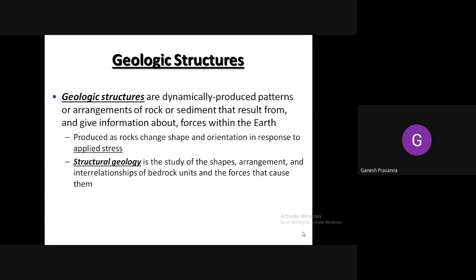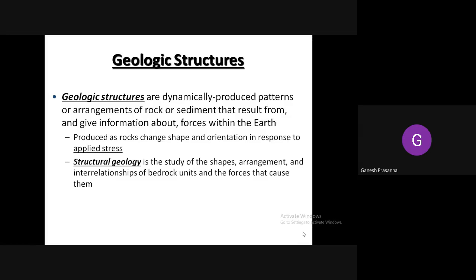So what are geological structures? Geological structures are dynamically produced patterns or arrangements of a rock or a sediment that result from the forces within the earth. These are produced as the rock changes its shape and orientation in response to the stresses that are being applied. The stress may be applied horizontally or it may be applied vertically.